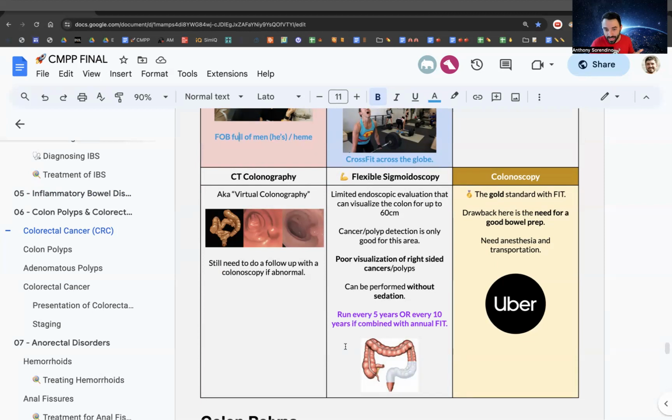Oh, it says it right there. They're not going to be able to look at it. You can run this every 5 years.